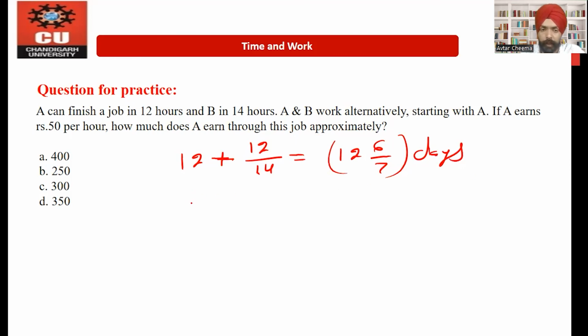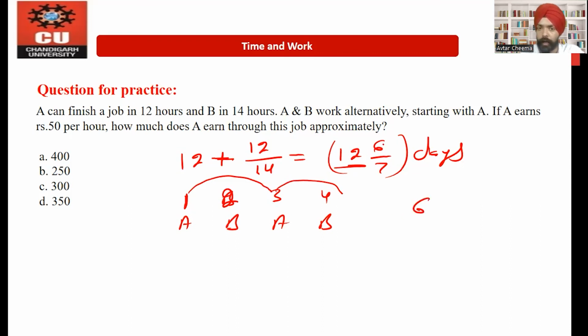Now, before starting with the next one, we know that in alternative days A is doing the first day's work, B is doing the second day's work, the third day is A, the fourth day is B. That means on all odd days A is working. So in the first 12 days, A is working for 6 days. So now 12, 6 upon 7 means the 13th day. So on the 13th day, who is working? A is working, because A is working on all odd-numbered days.